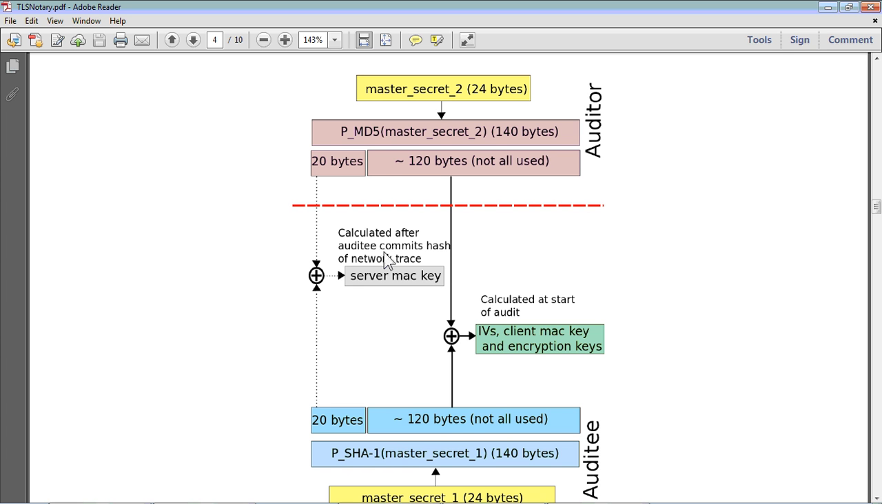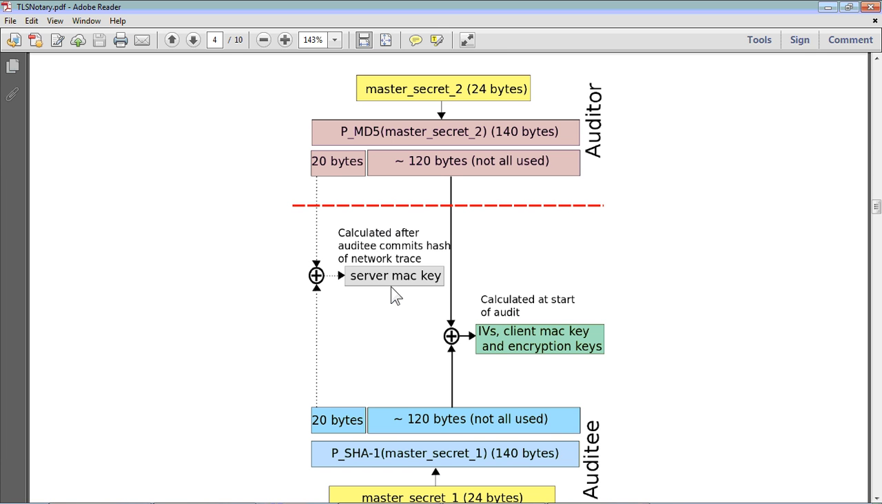So the client makes the commitment. After the client has made the commitment, as we show on this diagram, the auditor then sends the final 20 bytes, which can be XORed with the auditee's own 20 bytes coming out of his phash function, and he can get the valid server MAC key. Having received the valid server MAC key, he can decrypt the traffic, and crucially, he can authenticate it. He can check, yes, it hasn't been tampered with, and yes, it definitely came from the server.